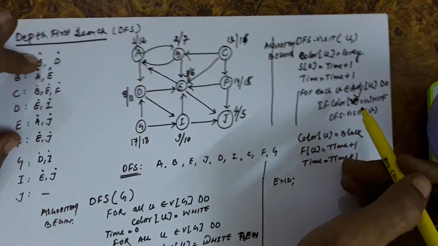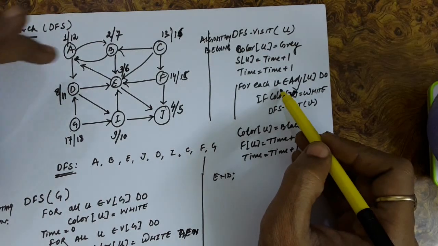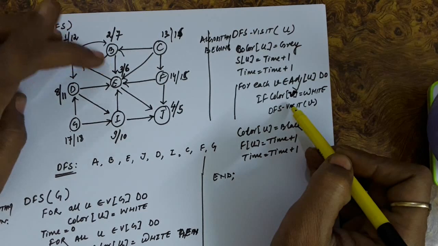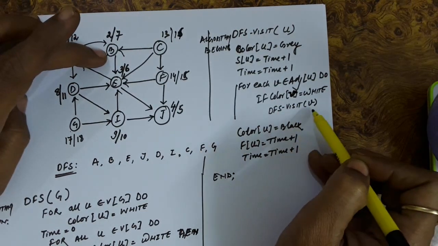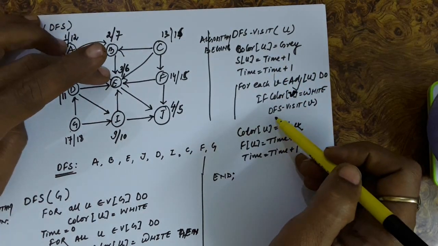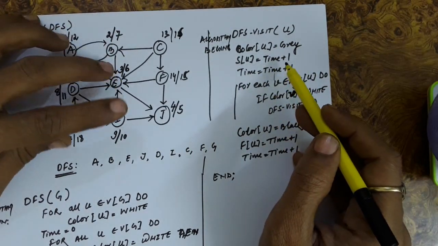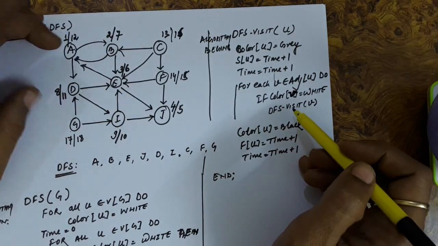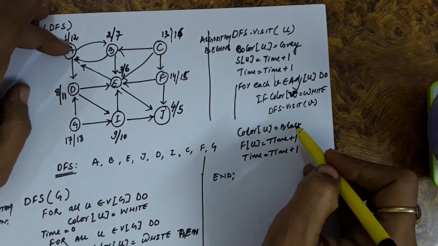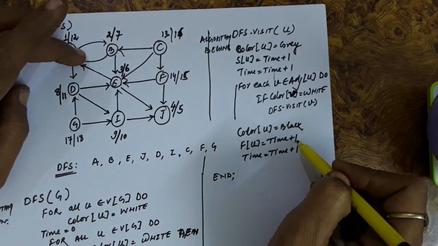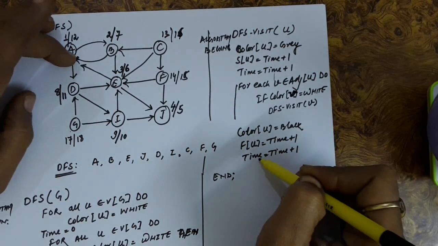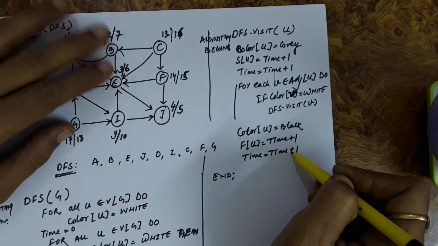So we will first see B, and since the color of B is white, we will explore that. It means we will call the DFS visit with B, and now we will see the connections from B. Whichever first vertex we are picking, we are going in the depth of that. Once we see all the connections from A, its color will be set as black, its finish time will be set as current time plus 1, and the current time is now set as 1 more than the earlier time.